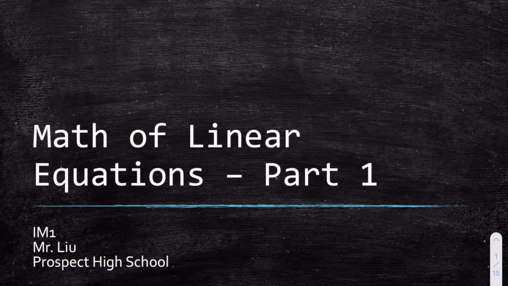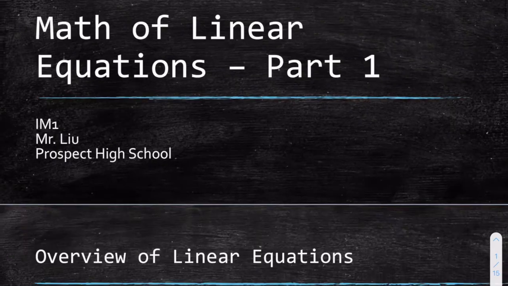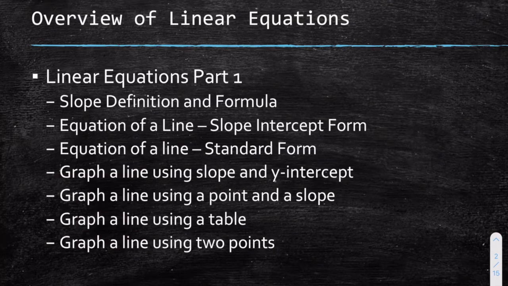So here we are, Math of Linear Equations, Part 1. Just as an overview, these are some of the topics that we'll be covering this week. Here's part 1, and we're talking about the slope definition and formula. You guys know the slope of a line. The equation of a line in slope-intercept form, that's the answer to what is the equation of a line? Y equals mx plus b. And the equation of a line also in standard form, and creating standard form when given other forms.